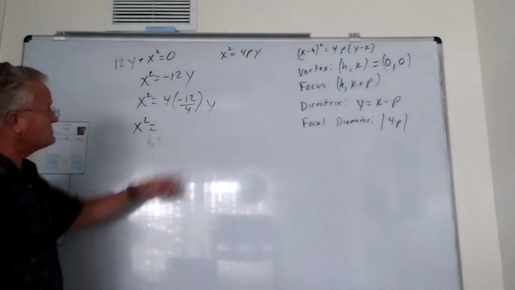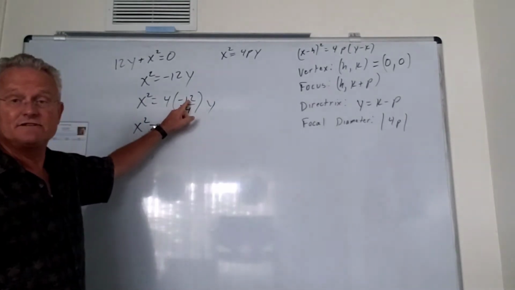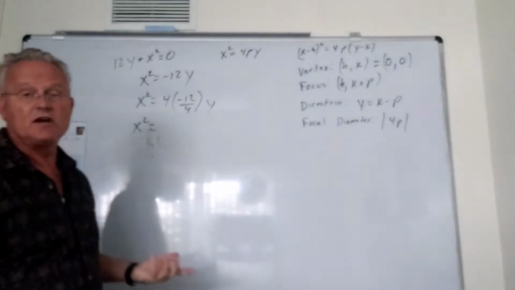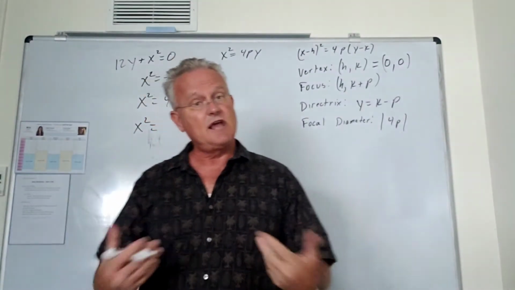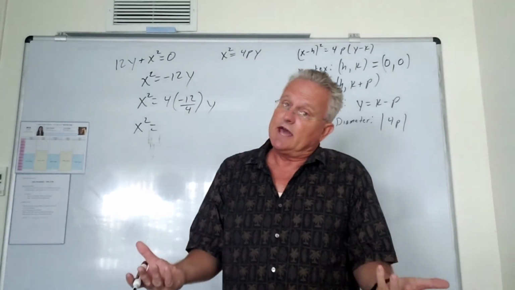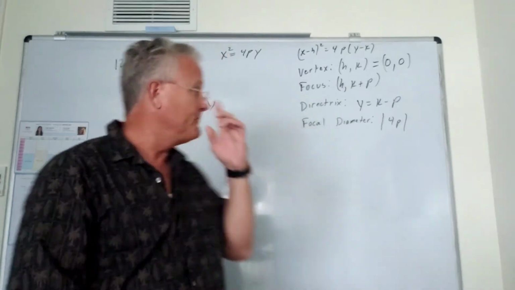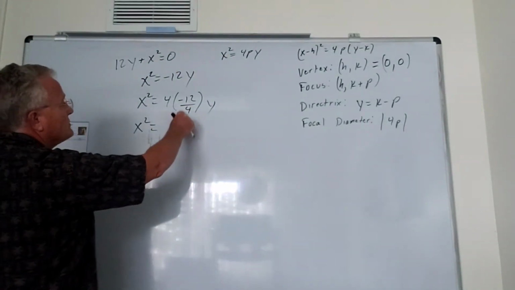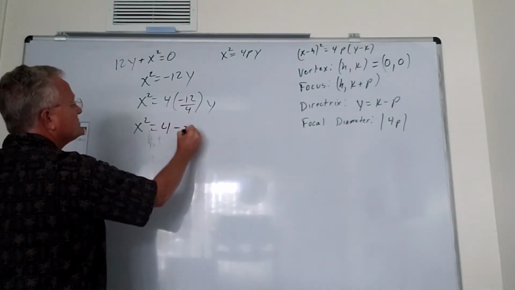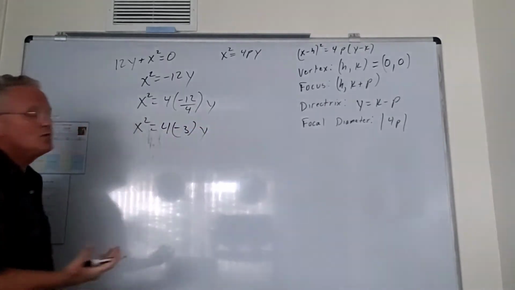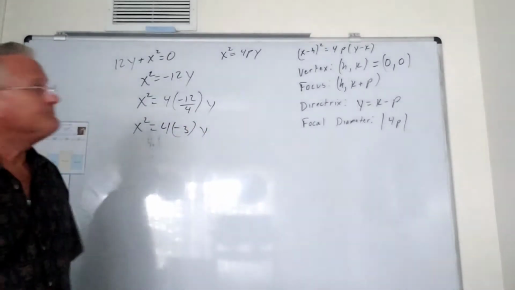When I simplify that, that gives us a whole number, but it could be a fraction. Like I said, if this was negative 10, we would get negative 10 over 4, which reduces to negative 5 over 2. In that case, p would be negative 5 over 2. It can be a fraction, but this is a whole number. Negative 12 over 4 is negative 3. So we now know what p is.